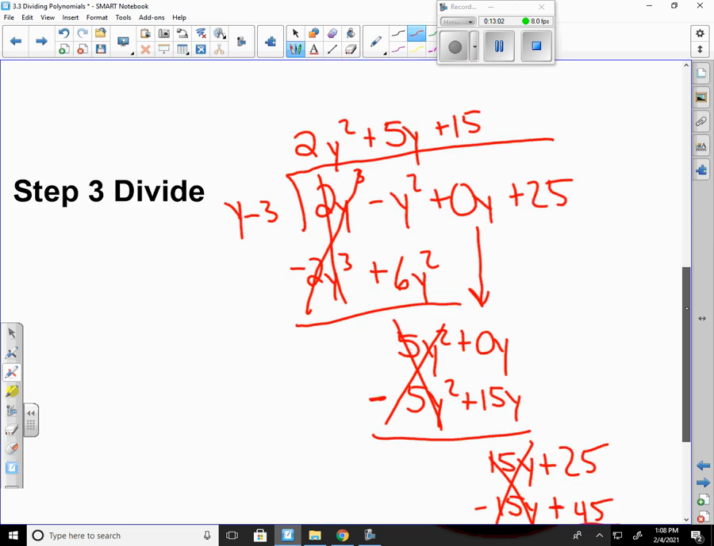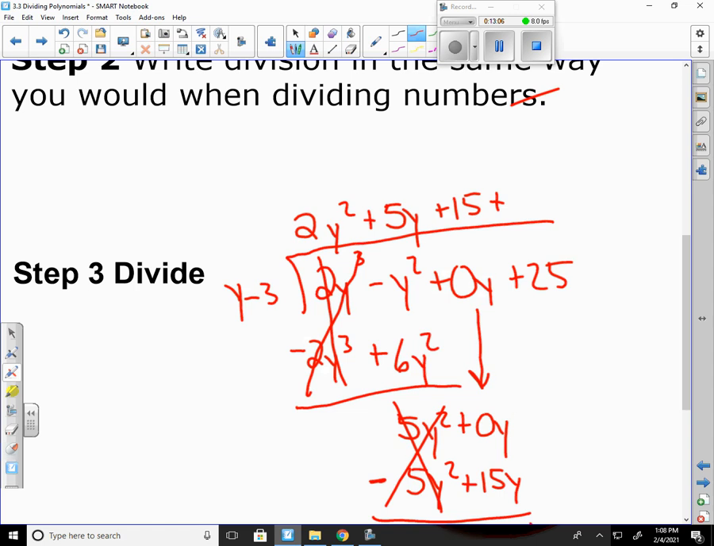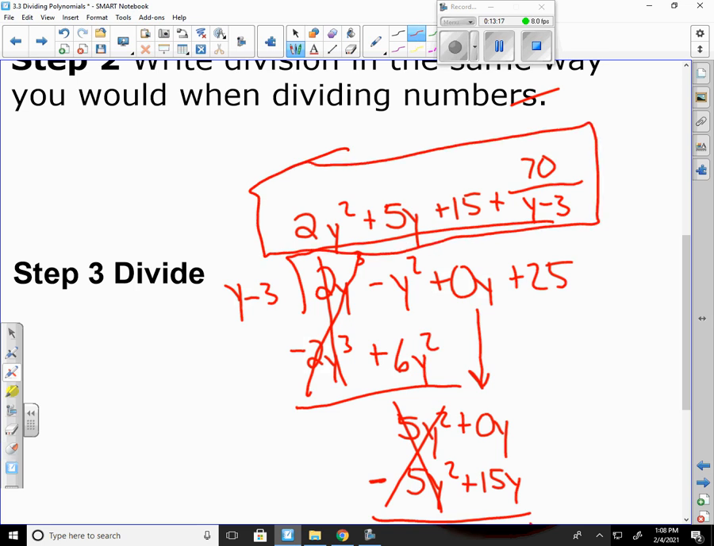Now I'm out of terms up here, so I plug the 70 back in. It's a remainder of 70 over y minus 3. And that's our final answer for that.